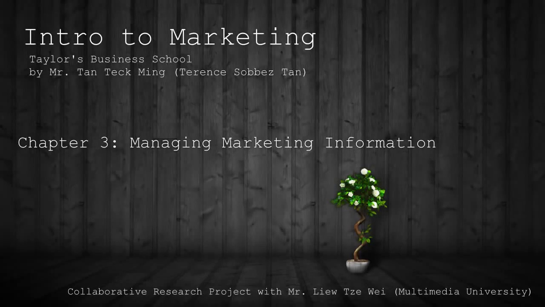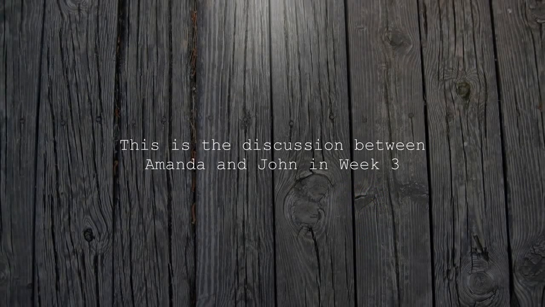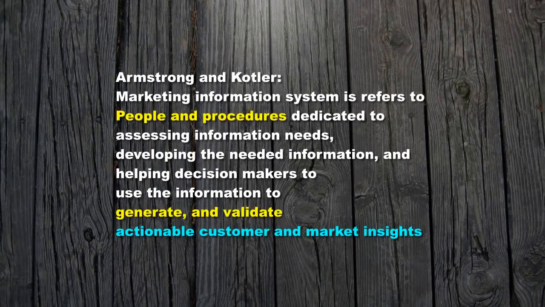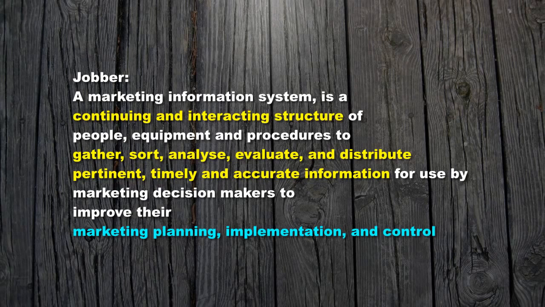Chapter 3, Managing Marketing Information. Amanda, according to Armstrong and Kotler's textbook, marketing information system refers to people and procedures dedicated to assessing information needs, developing the needed information, and helping decision makers to use the information to generate and validate actionable customer and market insights. Hey, there is another definition by Jobber.